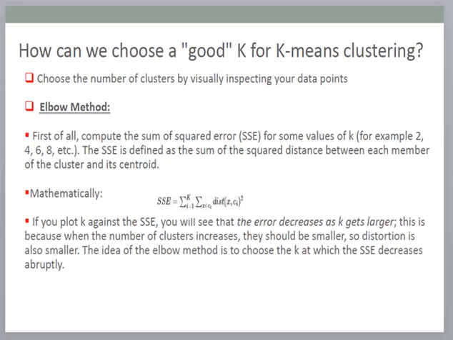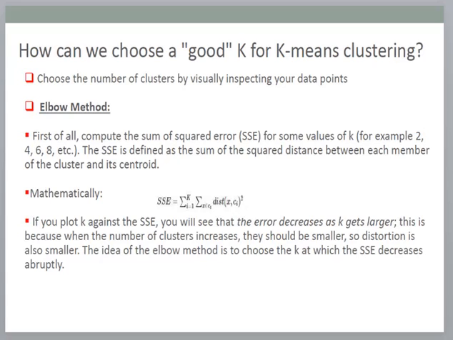So each member, or each data sample present in the cluster, its squared distance will be calculated with its centroid. Mathematically, we can represent it as the sum of squared error equals the sum, over each single data point, of the squared distance to its centroid, or the cluster center.